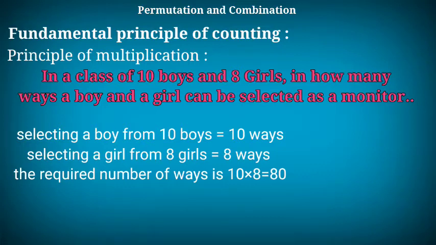Because if I select only one boy, then the task has not been finished. I have to select the girl also for the monitor. So, for those 10 independent ways of selecting a boy, another 8 independent ways will be there for each of those 10 ways for selecting a girl. So, 10 into 8, that is 80 ways, will be there.